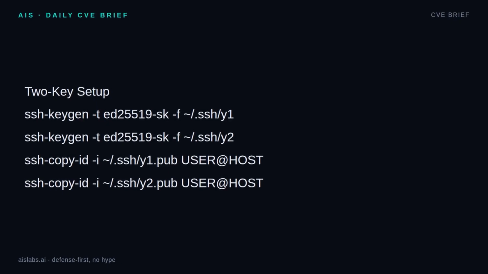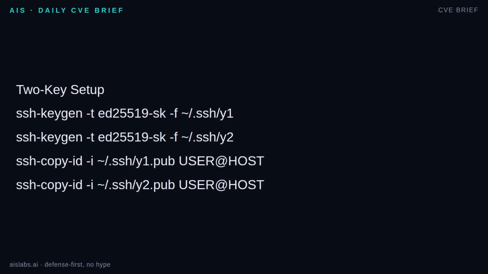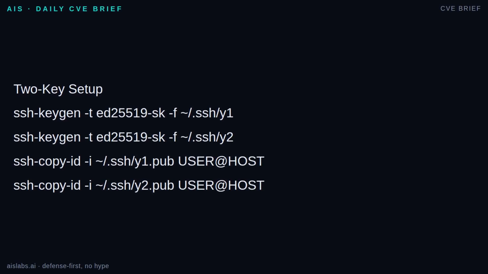The protection pattern is not one magic key. It is two separate hardware keys, primary and backup. Plug in the first token and generate Y1. Remove it. Plug in the second token and generate Y2. These are two different SSH credentials, not copies of the same private key. Install both public keys on the server for the same account. Test both before you need them.